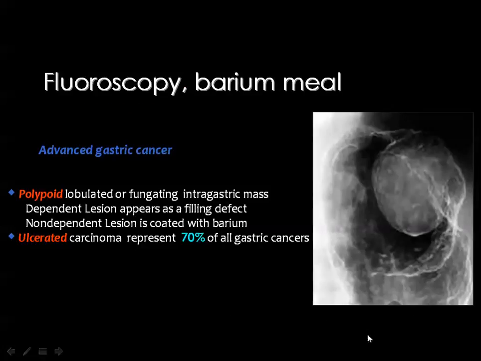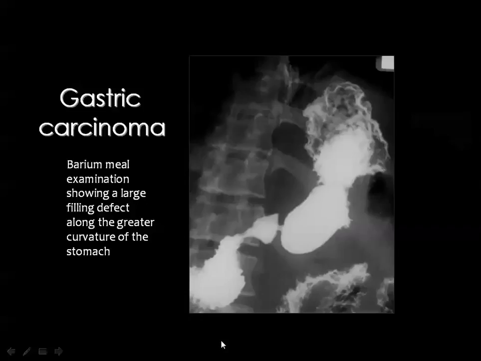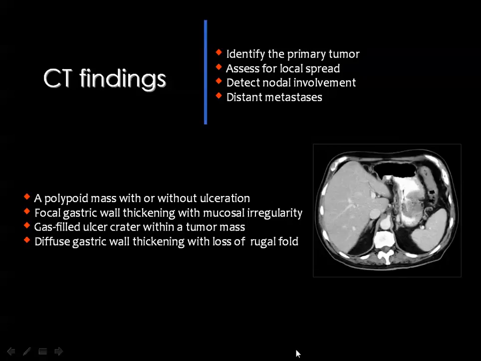But this is an appearance of an advanced gastric cancer with a large mass coated with barium in the gastric fundus, as you can see here. And this is also an example of a large gastric carcinoma infiltrating the greater curvature of the stomach with irregularity of the tumor edge. CT is one of the helpful diagnostic modalities for evaluation of patients having gastric cancer.